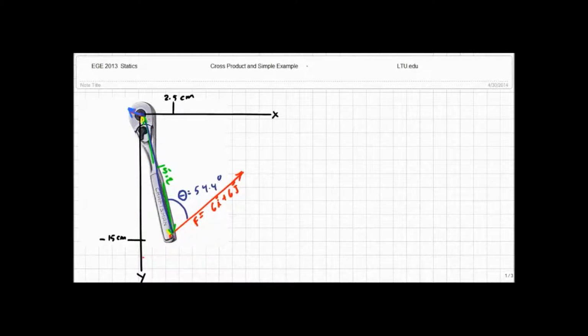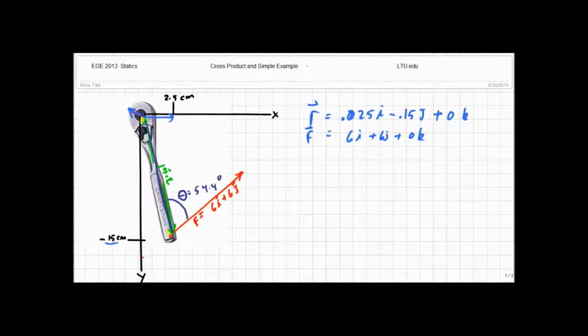Given our wrench example from before, we defined this position vector R equal to 2.5 centimeters in the X direction, which in meters is 0.025 I, and minus 15 centimeters in the Y direction, so minus 0.15 J, and plus 0 K. This is just a two-dimensional thing, and our force is F equals 6I plus 6J plus 0 K, and to do my cross product, it has to be R cross F, the position vector cross the force. If you get it mixed up, you're going to get the wrong answer.